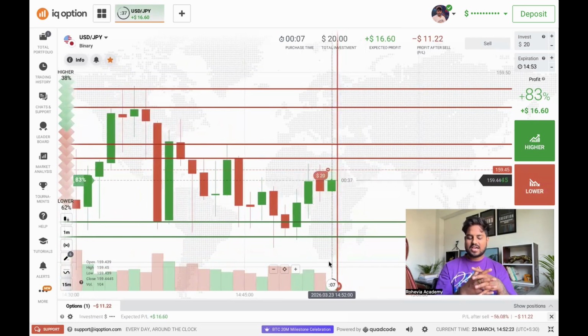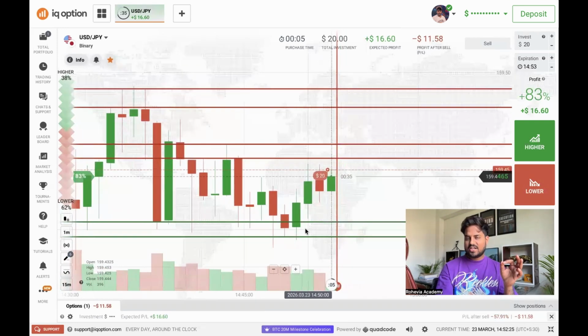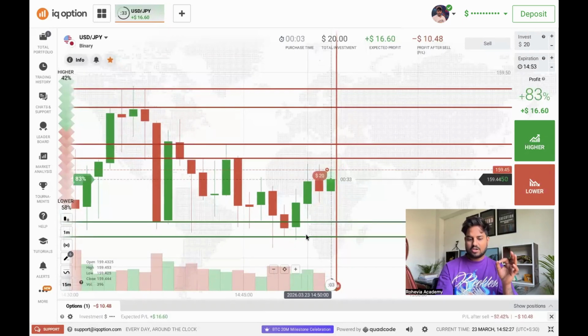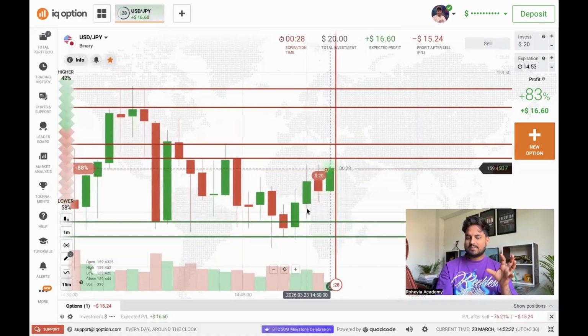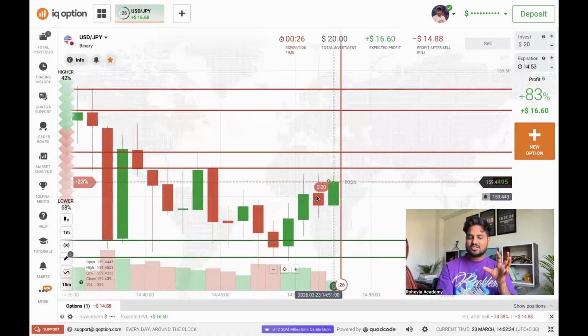The logic is very simple, guys. Two buyers' candles have entered very strongly in the market. They have increased the volume, meaning buyers have the power to take control over the market. But even though they are so strong in the market, the third candle closed as a seller's candle, right?